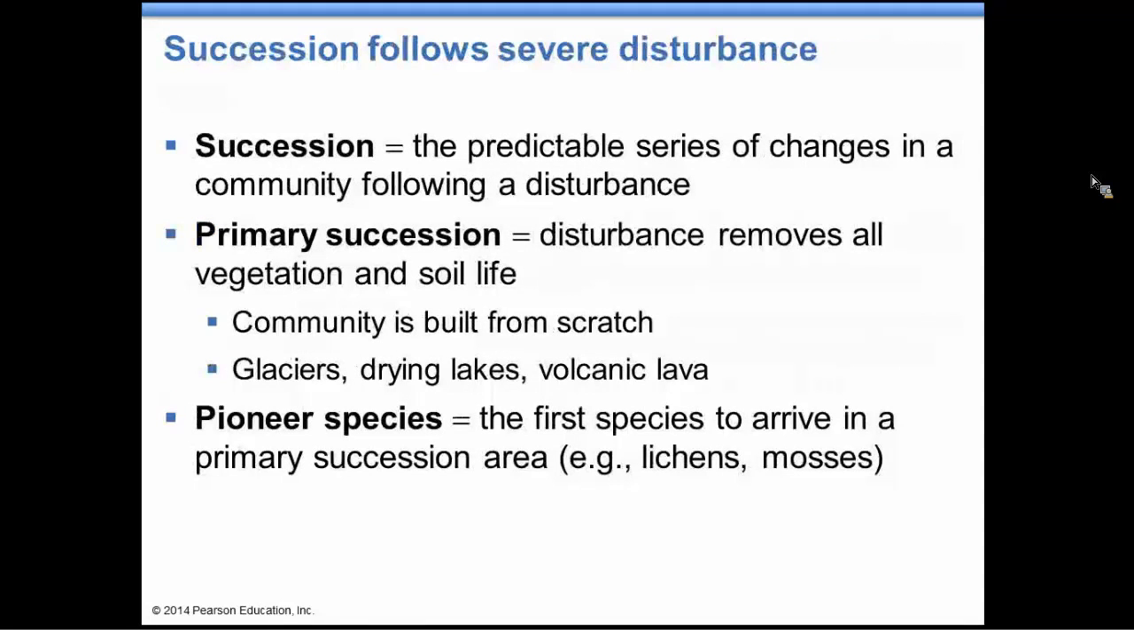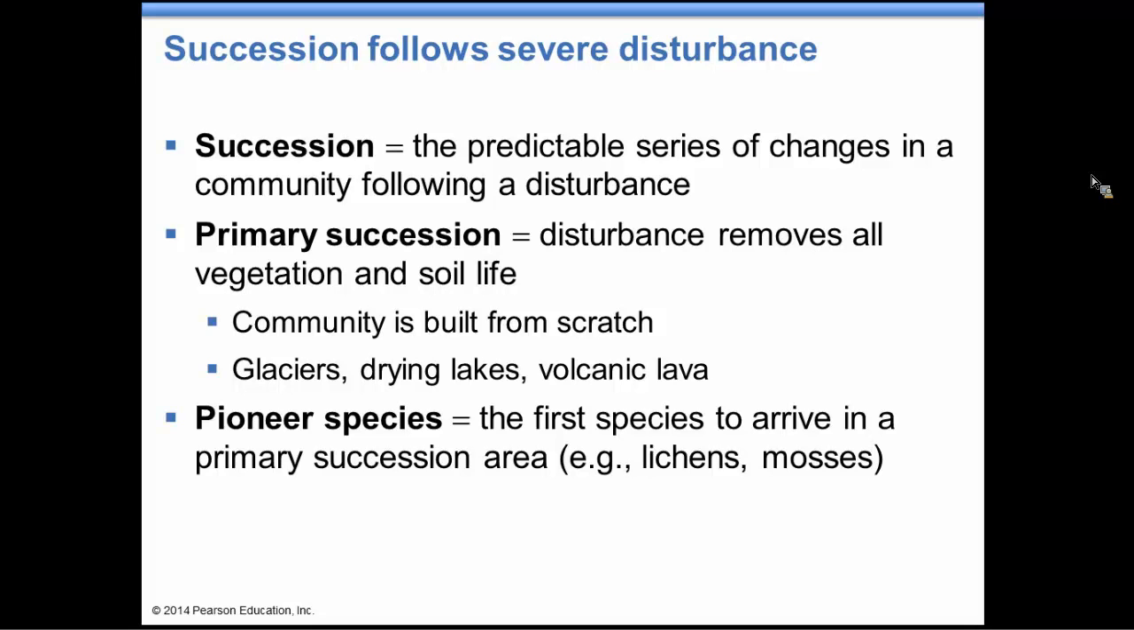So succession usually follows severe disturbances. If a disturbance is severe enough to eliminate all or most of the species in a community, the affected site may then undergo a somewhat predictable series of changes that ecologists call succession. And primary succession follows a disturbance so severe that no vegetation or soil life remains from the community that previously lived on the site. So the community is built from scratch. And this is in places such as glaciers, drying lakes, and volcanic lava.